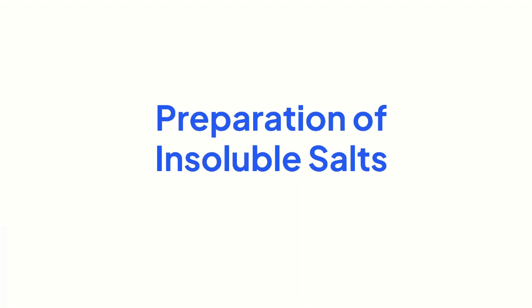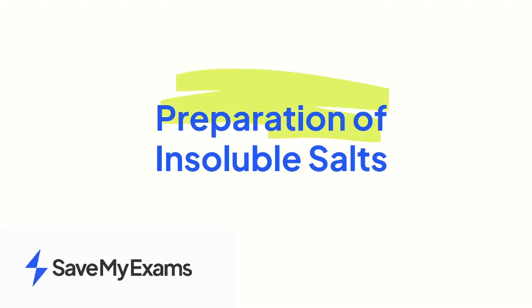This video looks at the preparation of insoluble salts. If a product formed during the reaction between two solutions of soluble salts is insoluble, it will form a solid, known as a precipitate. An insoluble salt is made by a precipitation reaction in 4 steps.